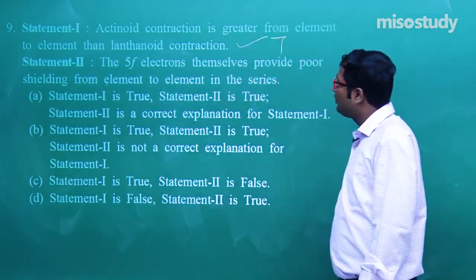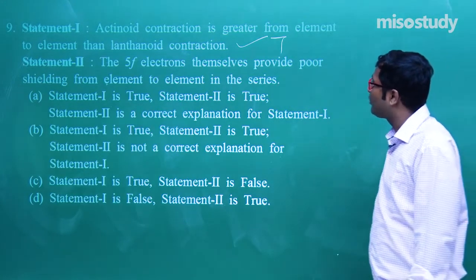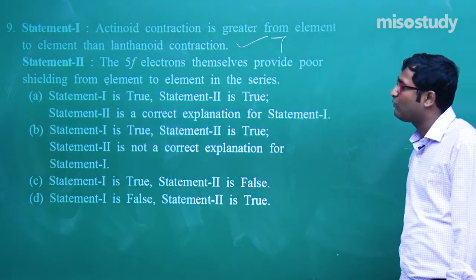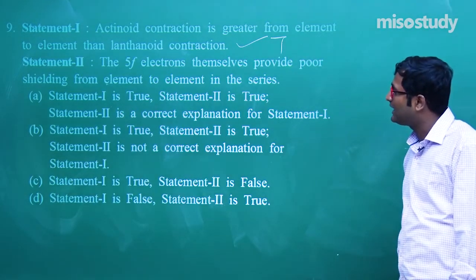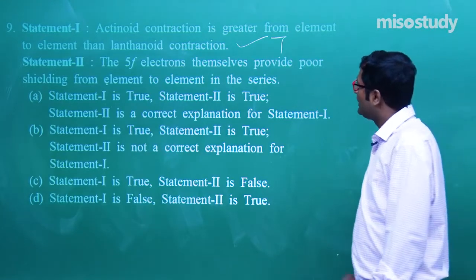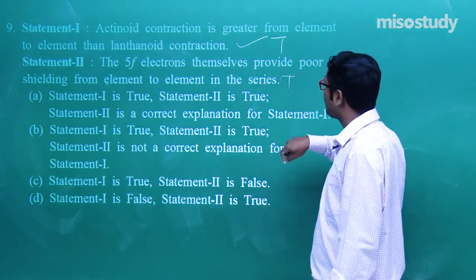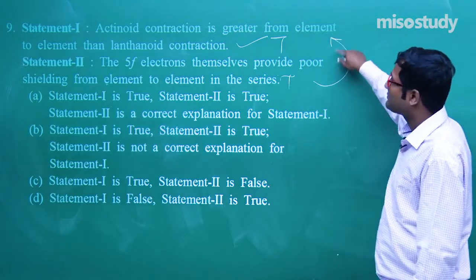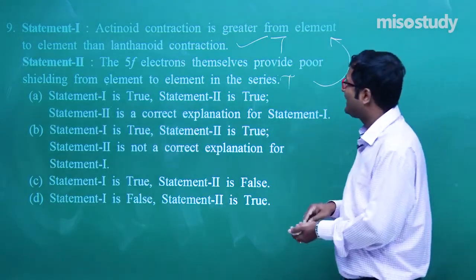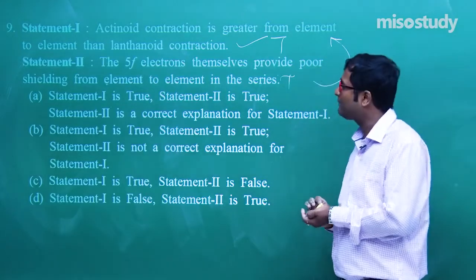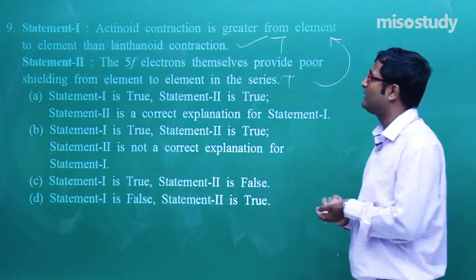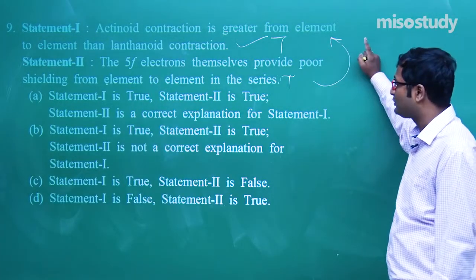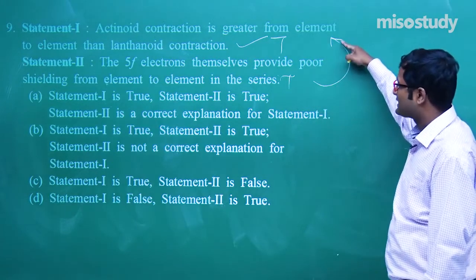Now statement 2: the 5f electrons themselves provide poor shielding from element to element. Yes, as we know, in actinide there is an involvement of 5f electrons, and for lanthanide, 4f electrons are responsible. So statement 2 is also correct, and statement 2 explains statement 1. In lanthanide there is an involvement of 4f electrons, and in actinide an involvement of 5f electrons. So statement 1 and statement 2 both are correct, and statement 2 explains statement 1.